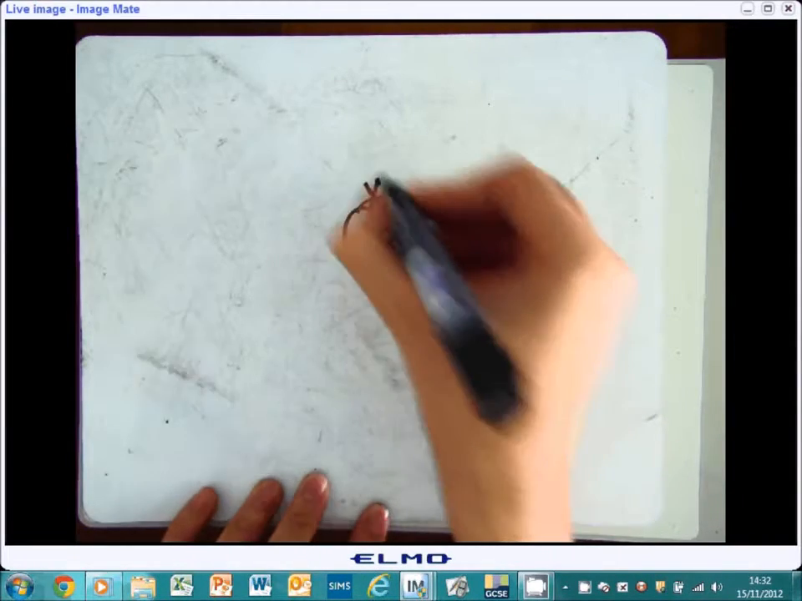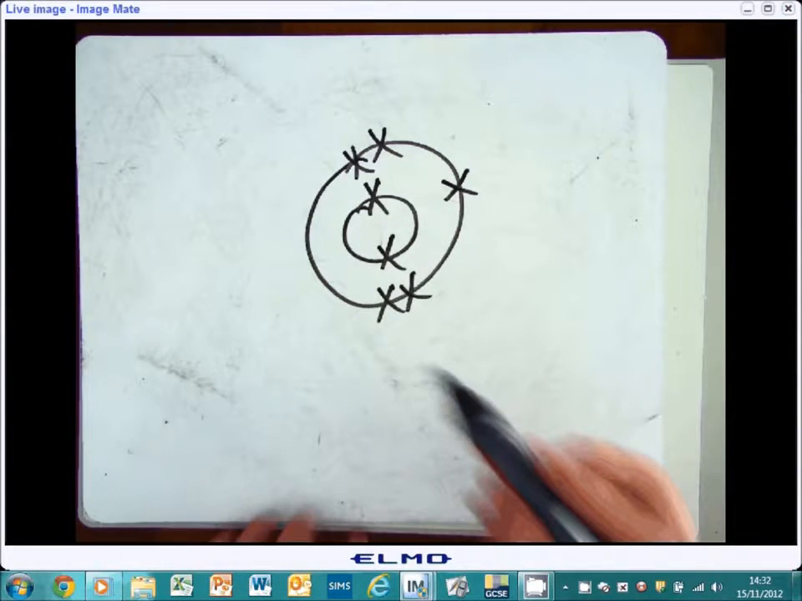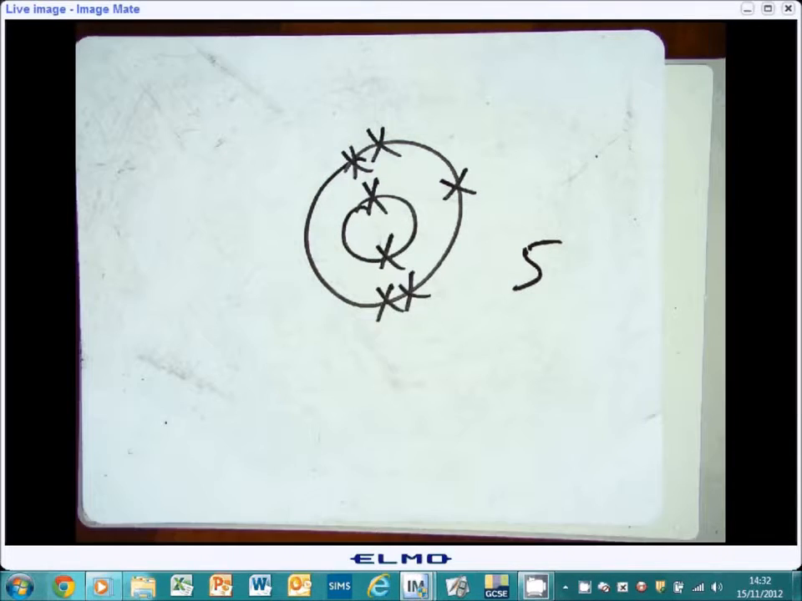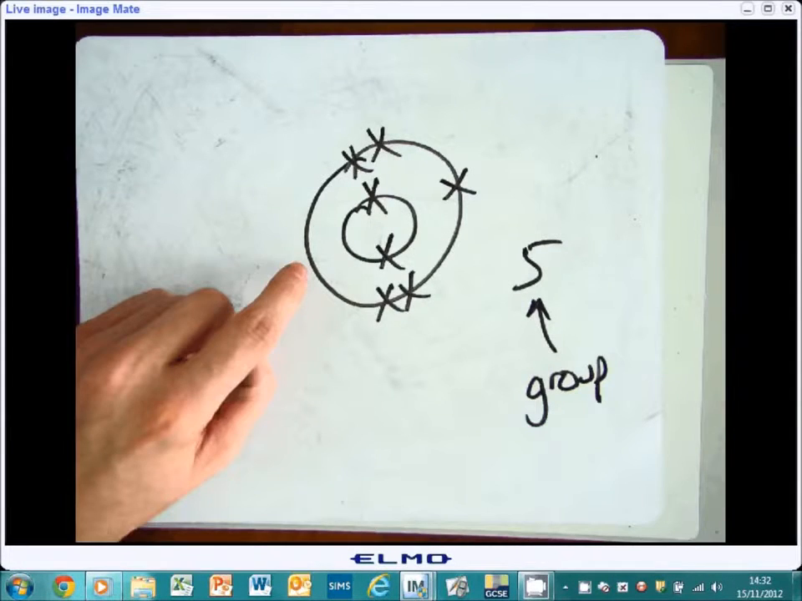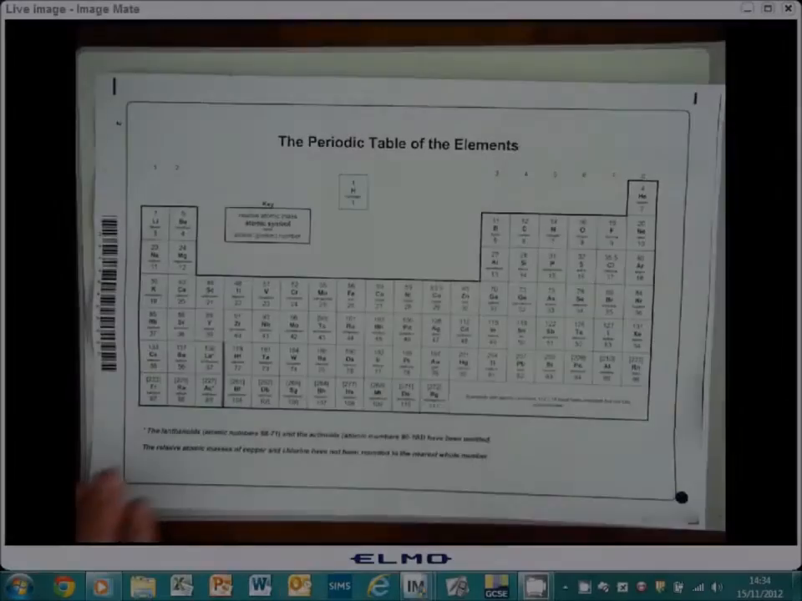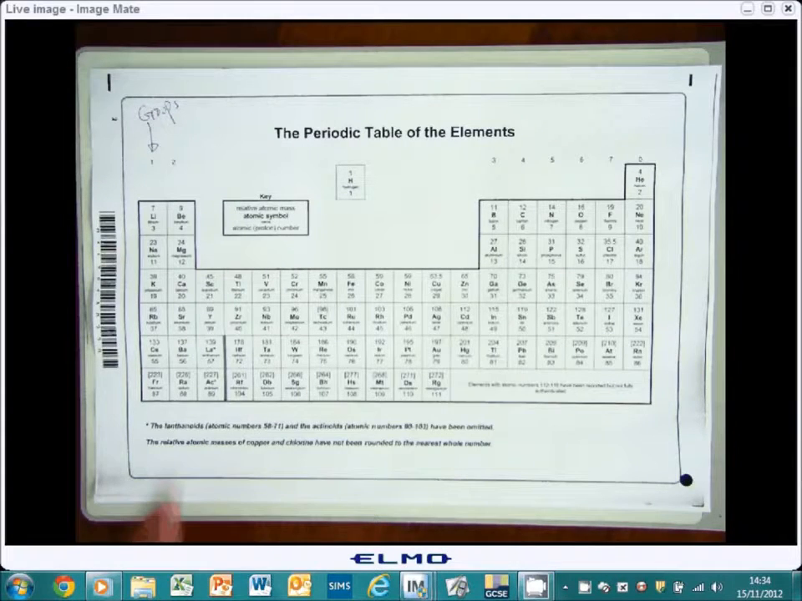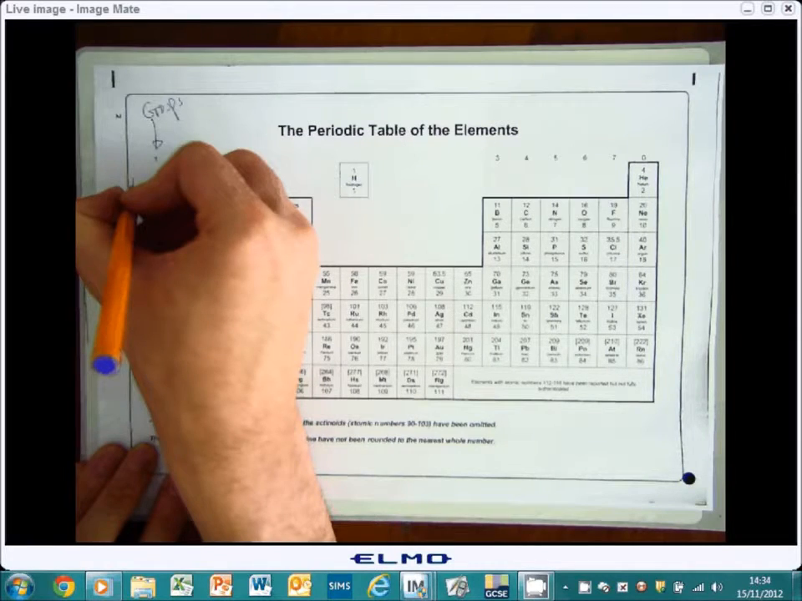There's a nice little trick that tells you what group and what period an element is in. So if I were to give you an unknown element, you could have a look at the number of electrons in the outer shell. In this case, we have 5. That tells you the group the element is in. The number of shells tells you the period it's in. When you look at your periodic table, you can see that the groups are in columns going down the periodic table. The periods go across in rows.